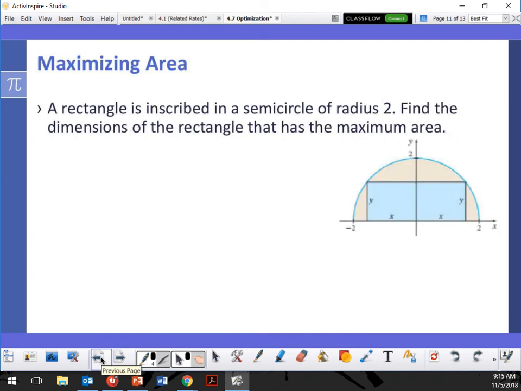These ones are my favorite. These were on the AP test. Yeah, they're always on the AP exam. The answer is 25. All right, so a rectangle is inscribed in a semicircle of radius 2. Find the dimensions of the rectangle that has the maximum area.